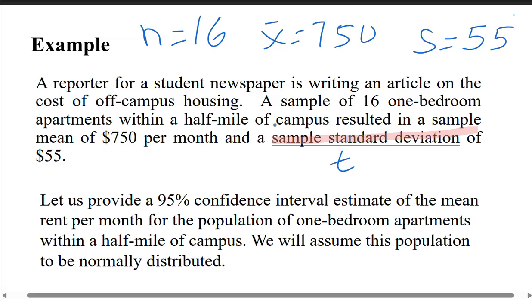A reporter for a student newspaper is writing an article on the cost of off-campus housing. A sample of 16 one-bedroom apartments within a half-mile of campus resulted in a sample mean of $750 per month and a sample standard deviation of 55. And so she chose a sample of 16, which is our sample size. The average cost of off-campus housing was $750. Without knowing the population standard deviation, our sample standard deviation was found to be 55.